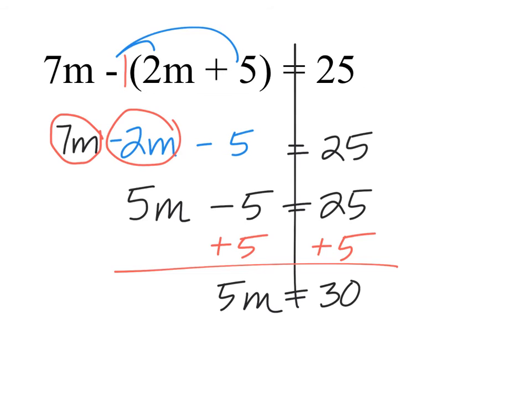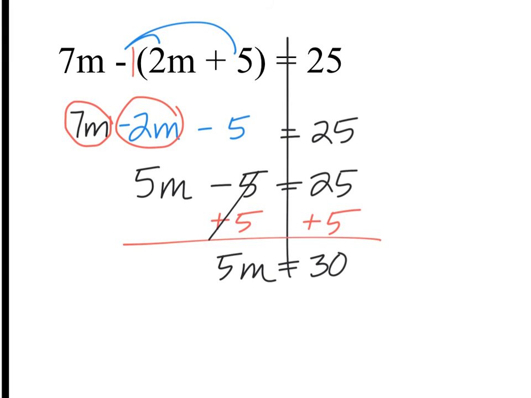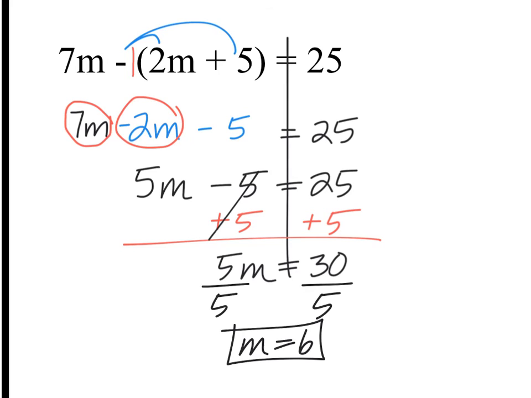By the way, this cancels out because it's -5 plus 5. You did the inverse. Now we have 5 times m. To undo that, divide. M is 6. 30 divided by 5 is 6. And these have canceled out because 5 divided by 5 is 1.